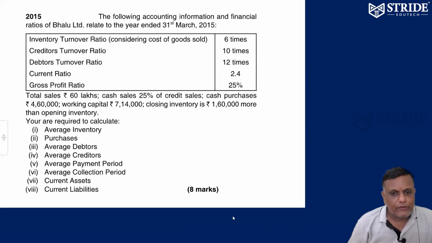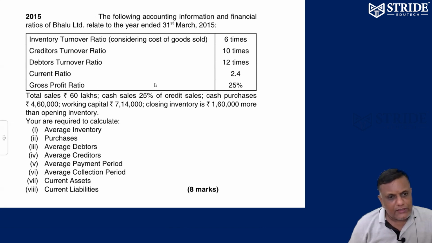Let's start the next one now. Choose the 15 paper. The following accounting information, financial ratios of Bowler Limited related to the year ended 31/3/2015 is given. Inventory turnover ratio based on COGS is 6 times. What is inventory ratio? COGS by average stock. Credit turnover ratio is credit purchase by average payment period. What is debtor turnover ratio? Credit sales by average account receivables. What is current ratio? Current asset by current liability, 2.4.